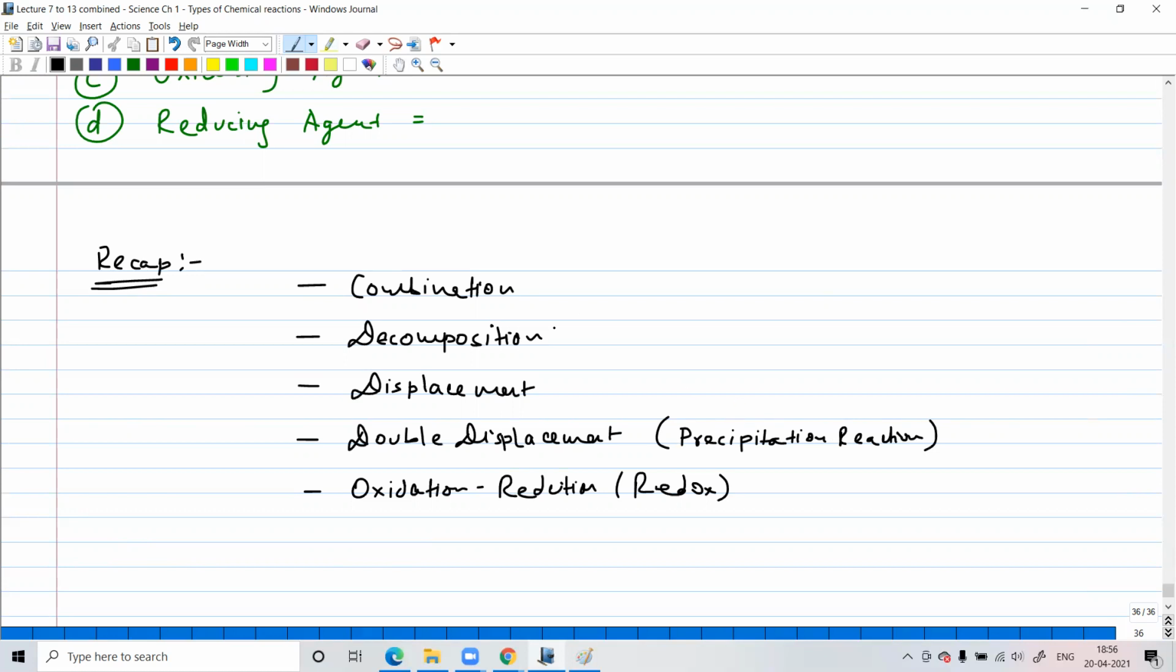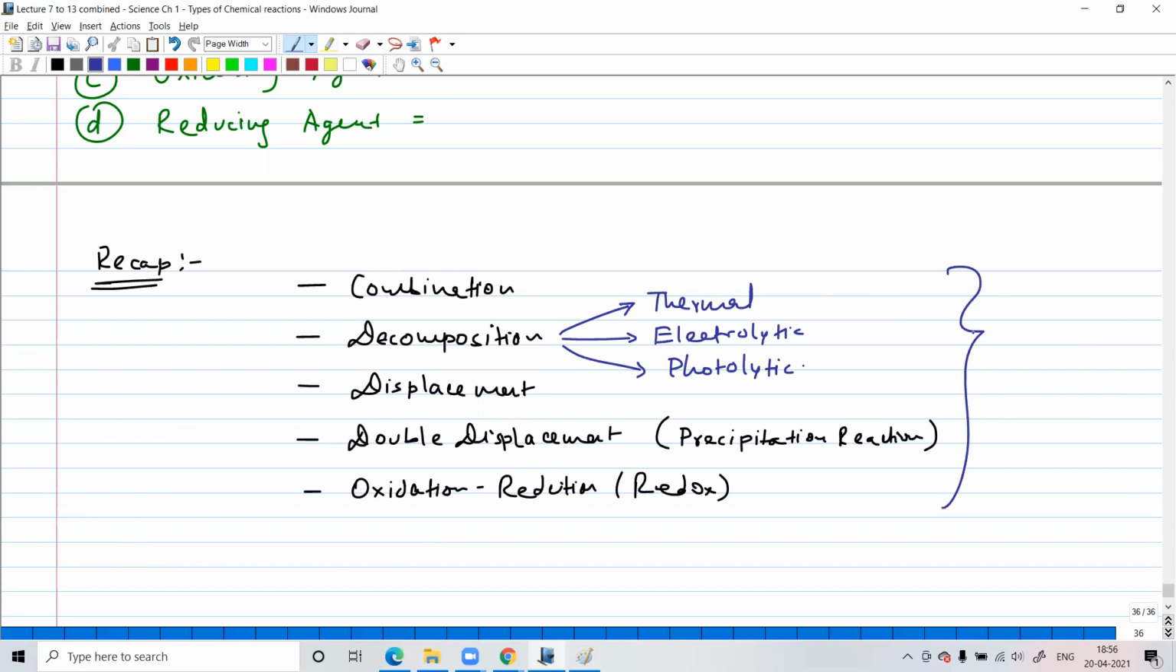Okay. And in decomposition, we studied some types of decomposition. What were the types? Anyone remembers? Thermal, electrolytic, photolytic. What was the first one? Remember the sequence. Thermal, then electrolytic, then photolytic.